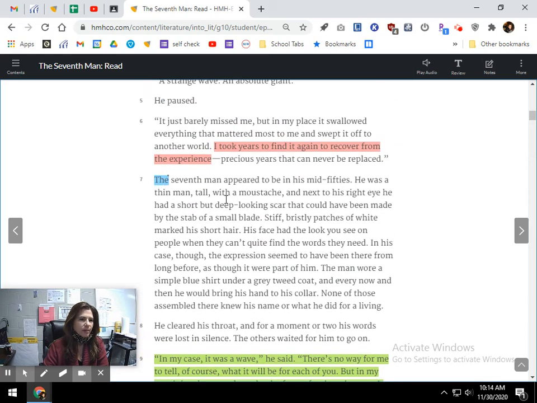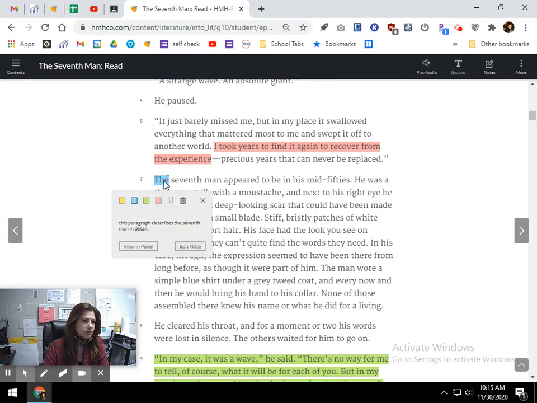The other thing that I highlighted on my own, and then we'll get to the question, is I didn't want to highlight this whole paragraph because remember when you annotate, if you just highlight everything, then nothing sticks out or seems important. So I just highlighted the first word of this paragraph, and I said this paragraph describes the seventh man in detail. So it doesn't really further the story or tell us anything about the events. It's just the author stopping, pausing to really describe this man, and you need to get a picture in your mind, like it told us at the beginning, in the introduction, of what this man looks like.